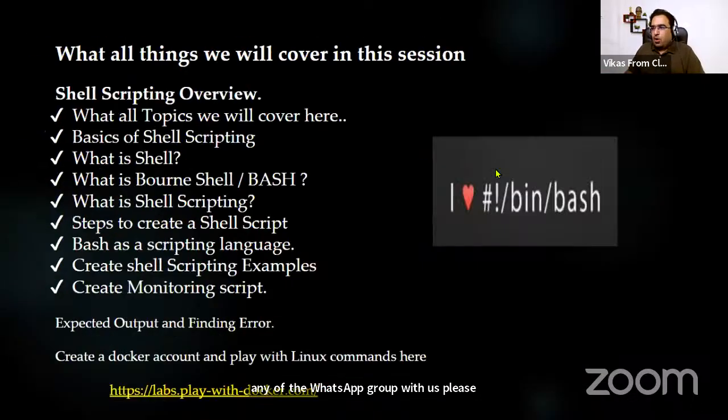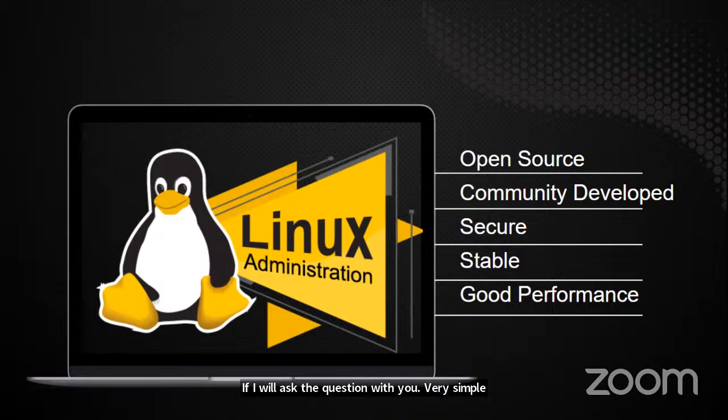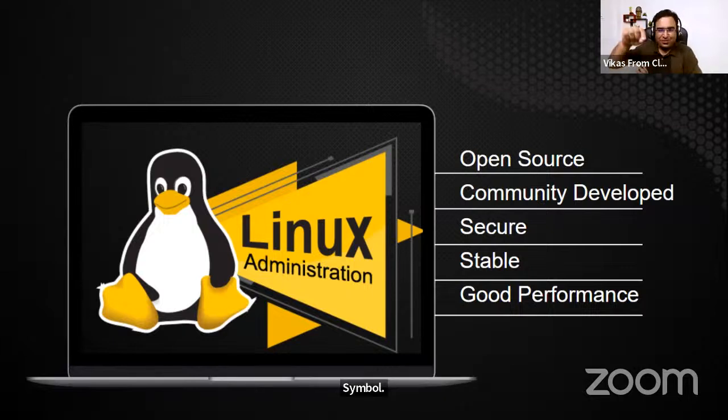Cool. Now, if I ask you a very simple question: what exactly is Linux? Go ahead, give me the answer. What exactly is Linux? It is one type of operating system. Simple. Okay, the point to be noted. Can you write this point? It's an operating system, whatever you are telling.